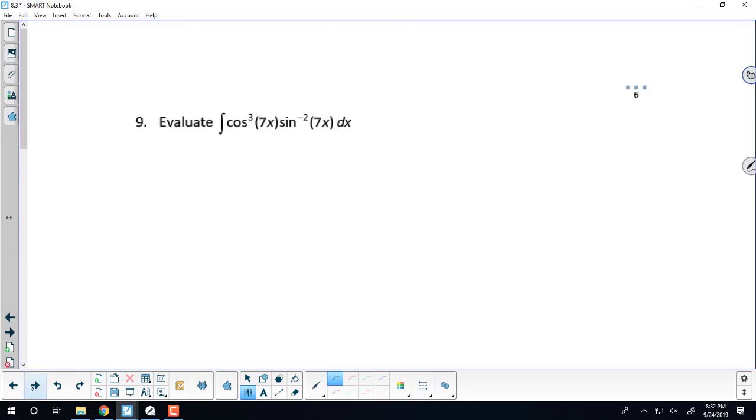So how about cosine cubed of 7x sine to the negative 2 of 7x? What would we do for that one? No give up, huh? Your brain is your computer in this class.